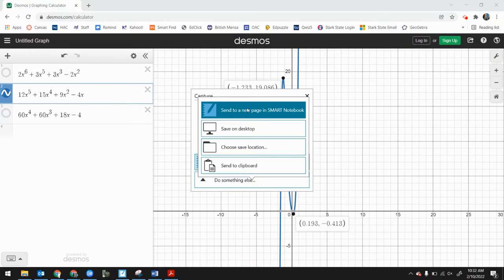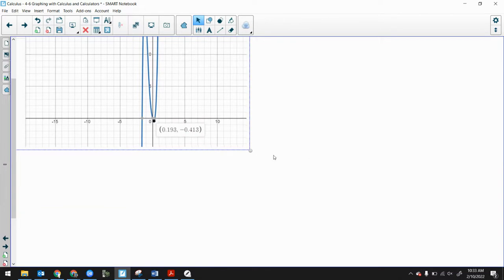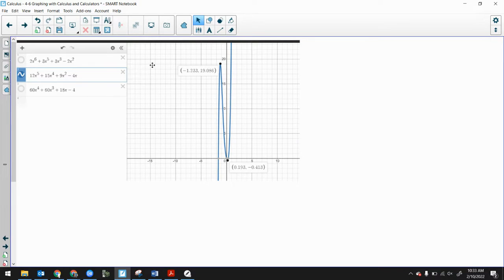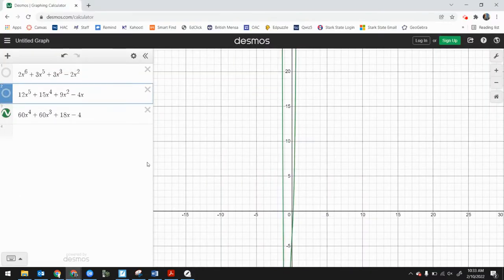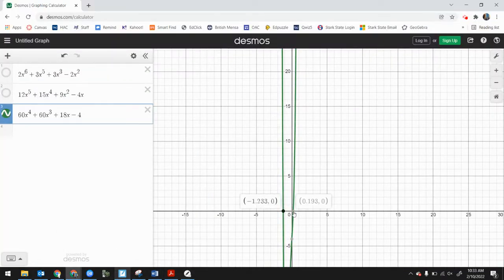Okay, I'll send it to a new page now. And I see those values. This is telling me that my intervals of concavity should be from negative infinity to here, and then to there. Let's see if that actually exists. Look at those x values. Are those the same? I hope I calculated them right. Yeah, negative 1.233 and 0.193. There it is. And that's another screenshot that I need.